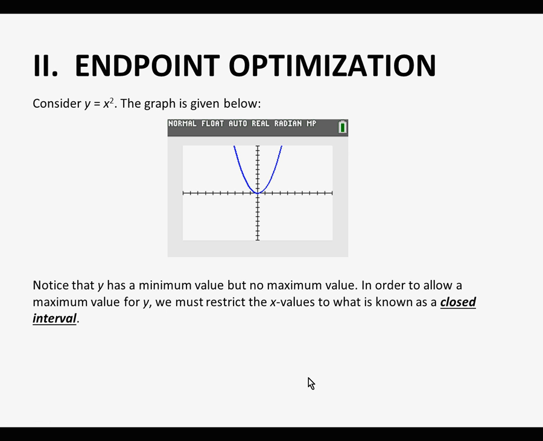Now in order to get a true maximum value for y, we have to restrict our x values to what is known as a closed interval. All the intervals we've been looking at so far have been what are called open. So we're going to define what exactly is a closed interval. It really just places restrictions on the x. That's really all it does.